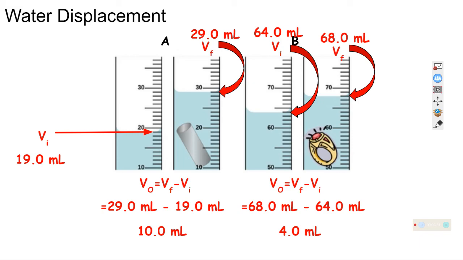So this is how you calculate water displacement. You're going to take the final volume, which is after you add the object, minus the initial volume, which is before you add the object. Hopefully this helps you calculate water displacement and also helps you with reading the graduated cylinders.